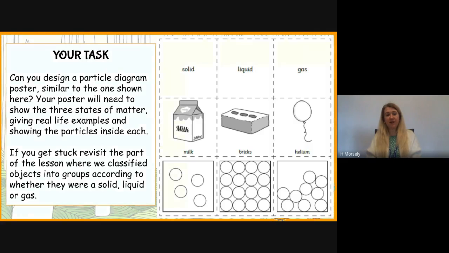If you get stuck, you can revisit the part of the lesson where we classified objects into groups according to whether they were a solid, a liquid or a gas, or you can revisit either of the two videos we've just watched to get some more information. Okay, so that is your task for this week for science. Please return your work either via Google Classrooms or Dojo to your class teacher, and we will continue this next week.